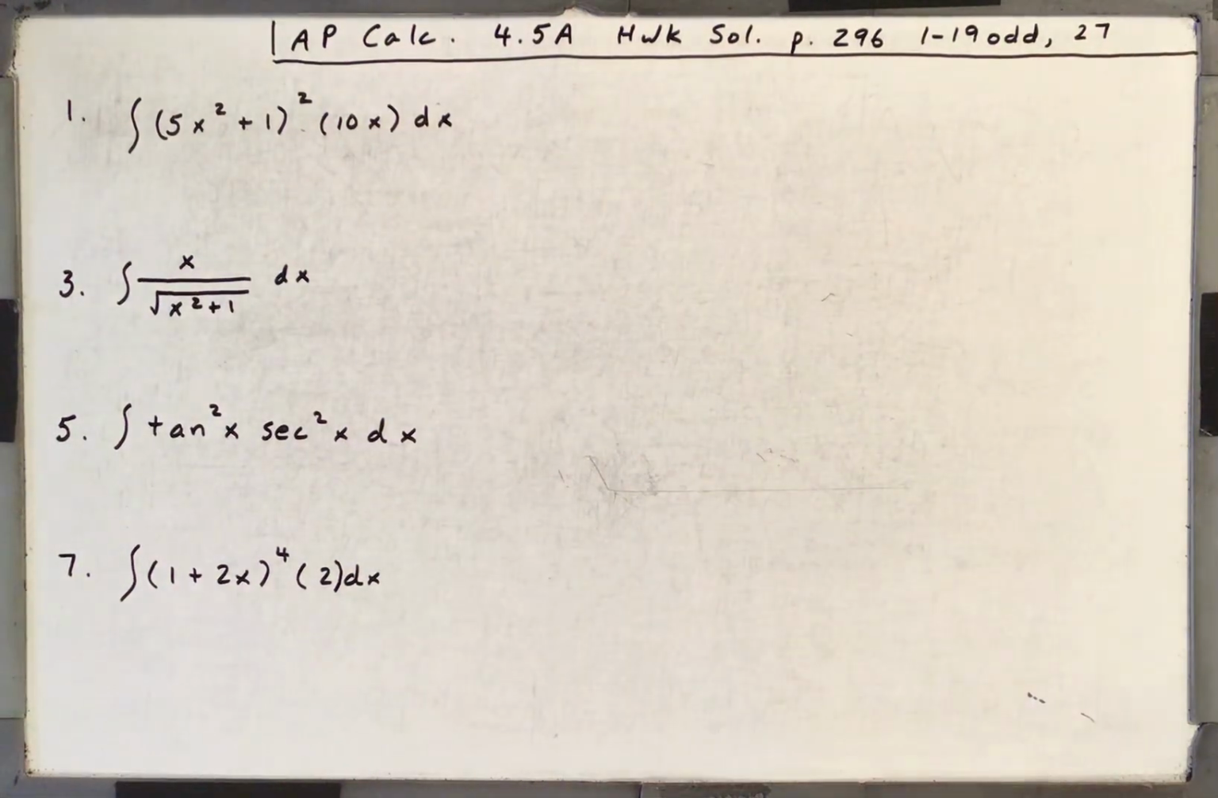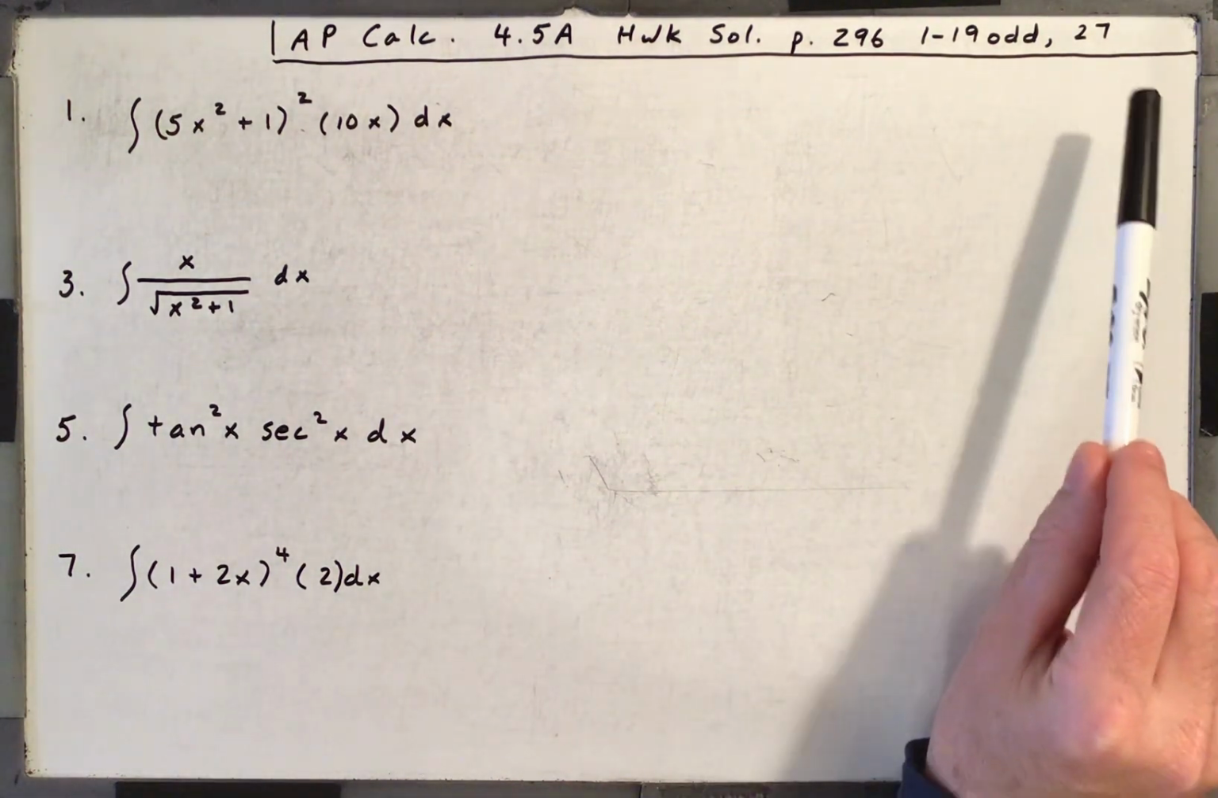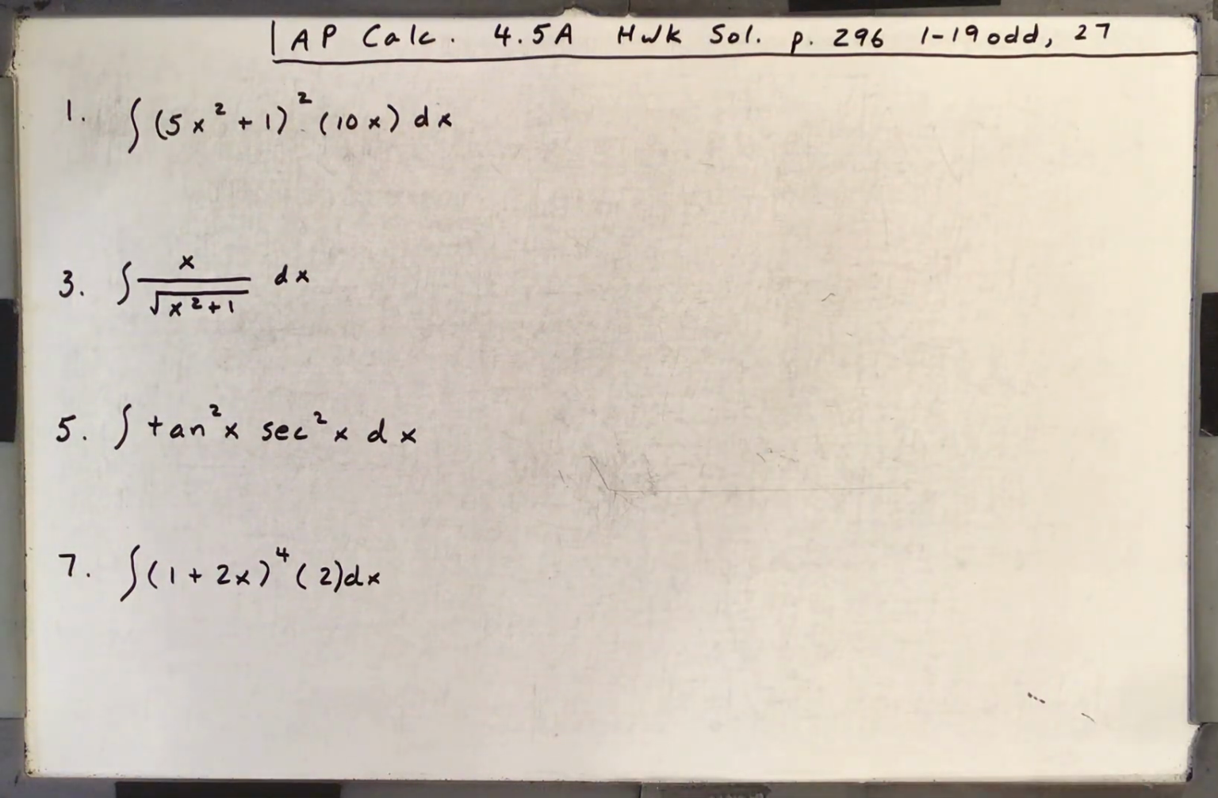Hello, welcome to section 4.5a, Homework Solutions. We're on page 296. I'm going to work 1 through 19 odd, and then number 27.